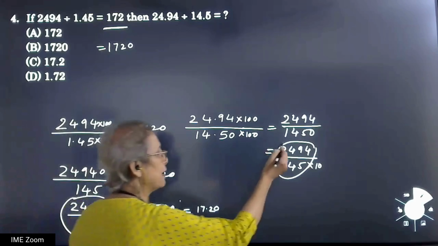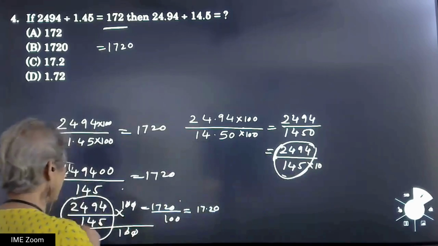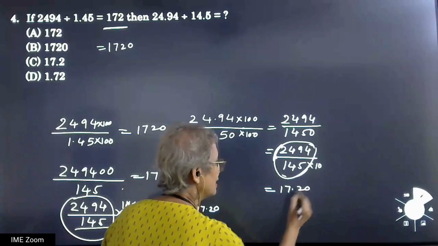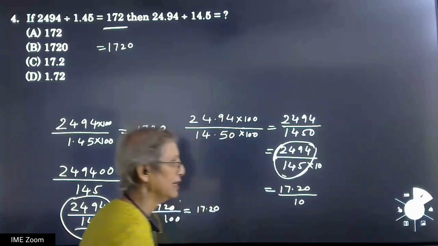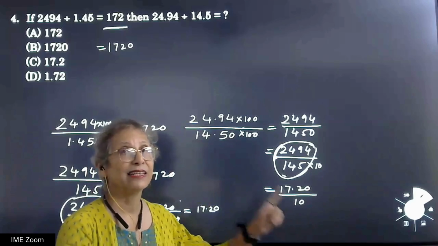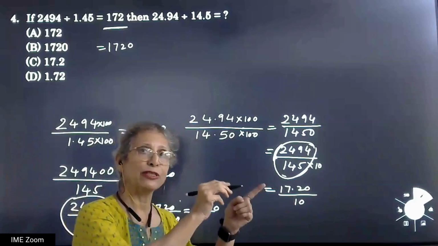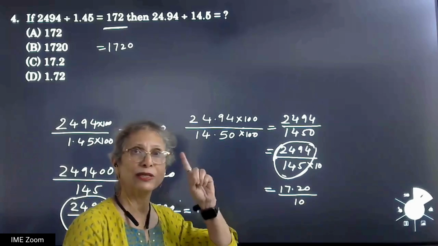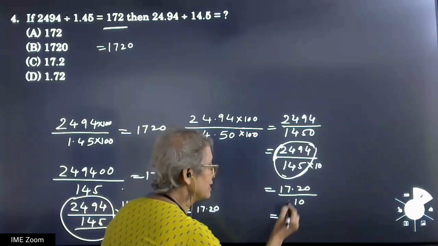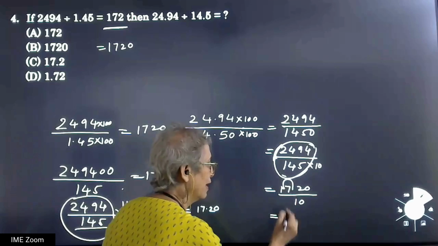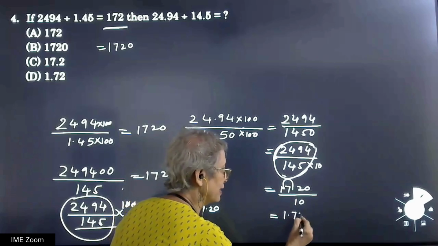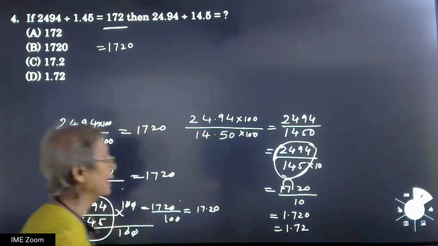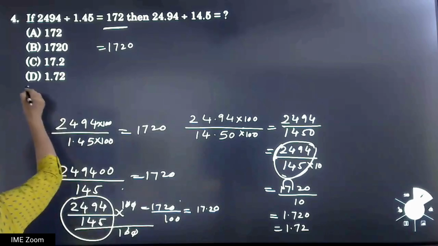And now for this part, same part, we will write 17.20 and this 10 is there in the denominator. Now we are dividing by 10. Dividing by 10 means shift the decimal point towards the left. How many places? Because here there is 1 zero, so only one place. And therefore this decimal point will go here. And the answer will be 1.720. This is nothing but 1.72. And here the answer is D.